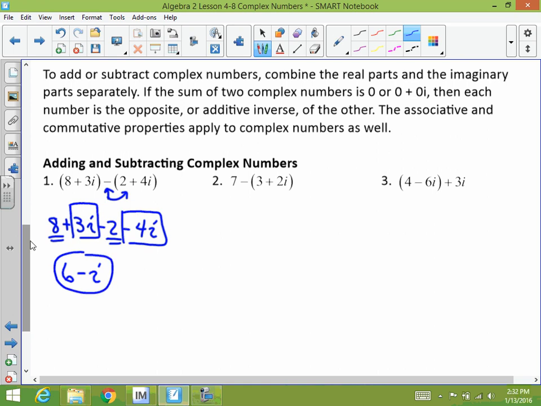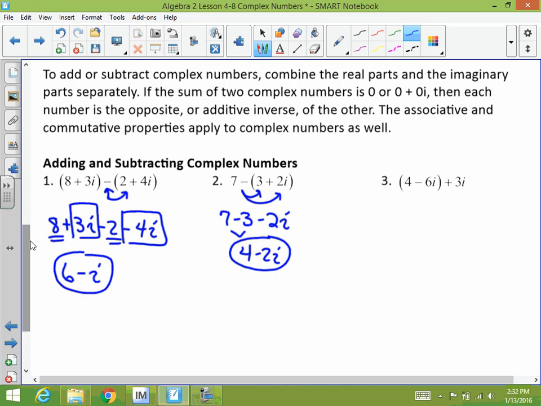Number 2, 7 minus 3 plus 2i. Run this negative through, so that becomes 7 minus 3 minus 2i. 7 minus 3 is 4 minus 2i. Combining your like terms: real parts with real parts, imaginary parts with imaginary parts.